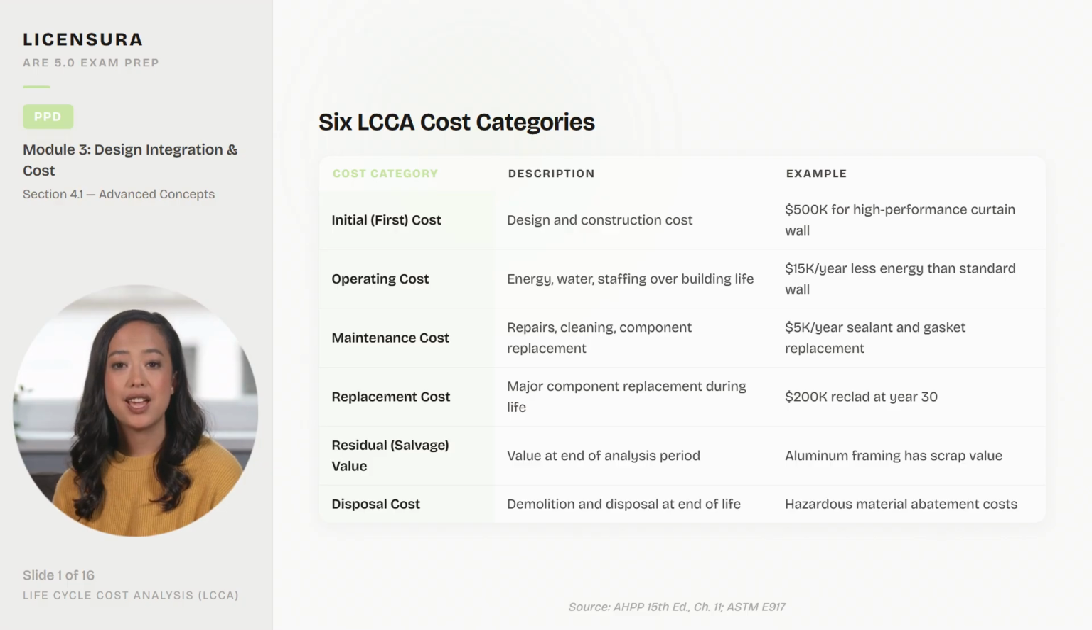This list provides common ROI examples for sustainable building features. High-efficiency HVAC achieves payback in 3 to 7 years from energy savings. Daylighting with automated controls pays back in 5 to 10 years, plus delivers productivity gains. Green roofs take 15 to 20 years, but stormwater credits can shorten this. Solar PV pays back in 7 to 12 years, depending on utility rates and incentives. Low-flow fixtures pay back in just 1 to 3 years and are almost always cost-effective. These timeframes help prioritize sustainable investments.